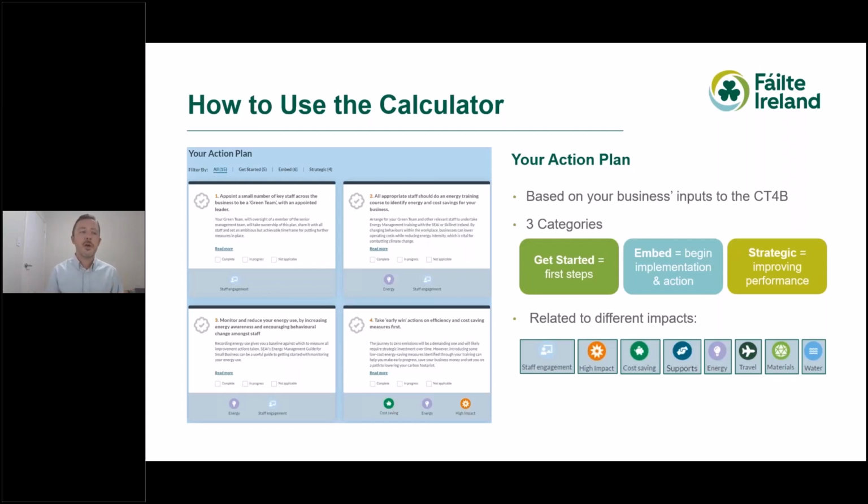So if this is your first go, the get started actions are the first steps you can do. As we mentioned before, getting your employees and the whole team on board. This gives you some ideas to help advance that cause. If you've done this before, or you've put your toe in the waters of sustainability and you've tried some initiatives, you just want more ideas and better understanding, the embed actions are the best for you. They'll help give you ideas about actually implementing actions across the business, not just about understanding.